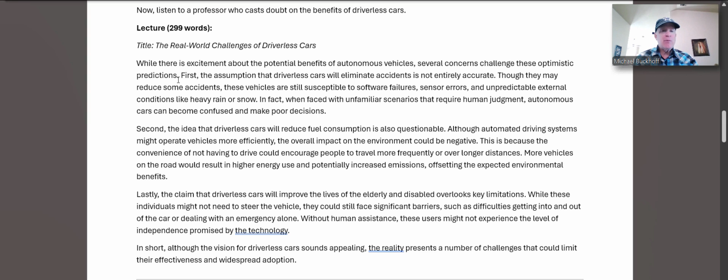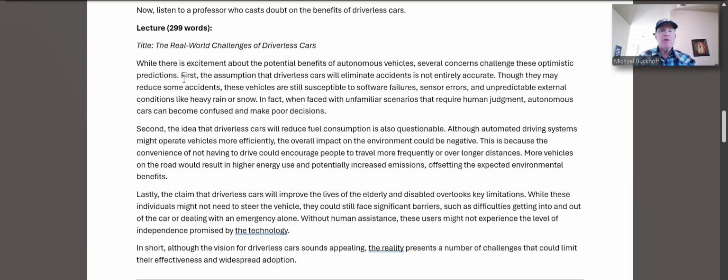So let's take a look at what it says. Notice the title, The Real World Challenges of Driverless Cars. So instead of talking about the benefits of driverless cars, we're now talking about the challenges of driverless cars. While there is excitement about the potential benefits of autonomous vehicles, and pay attention to this, this is what we call a transition. It's connecting back to the reading passage. Now we have the new topic.